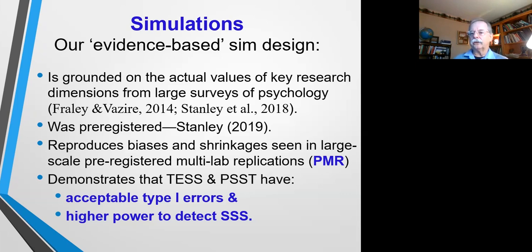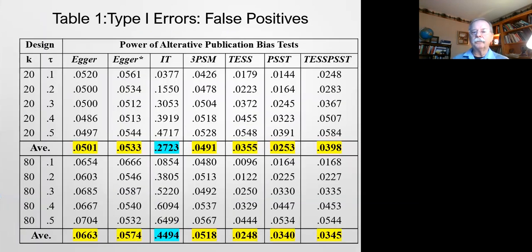Here, when we apply this to these new tests, they show that these new tests have acceptable type 1 errors and high power to detect publication bias. Here's the type 1 errors. I've highlighted the average. All of them are under 0.5, except for Tom and John's chi-square test. But again, it's known to break down when you have heterogeneity.